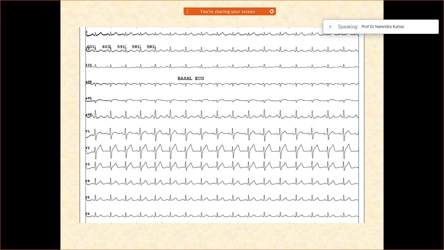So let's try to give you some examples. So this is the ECG, sinus rhythm.